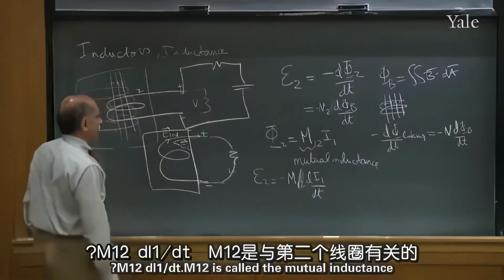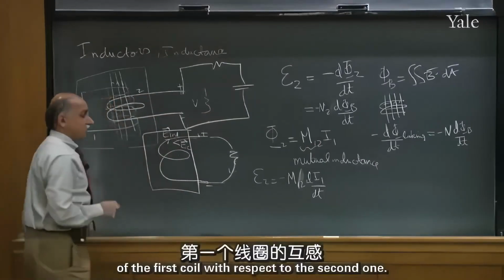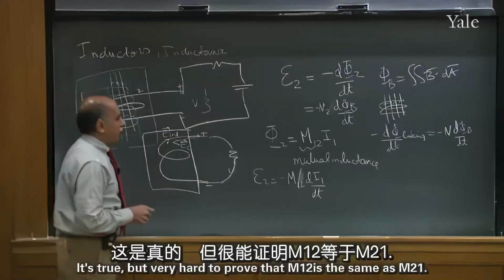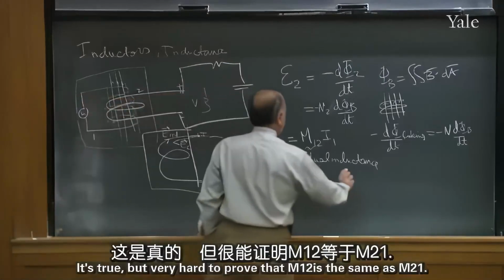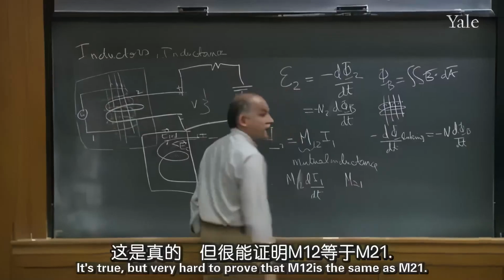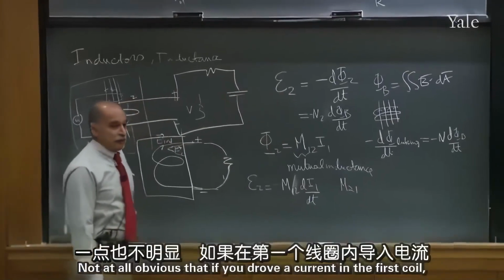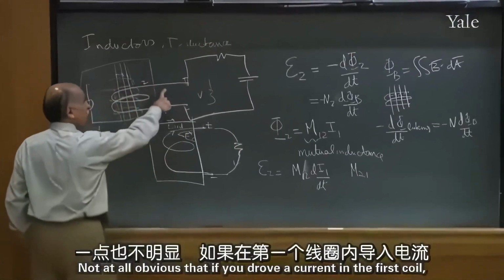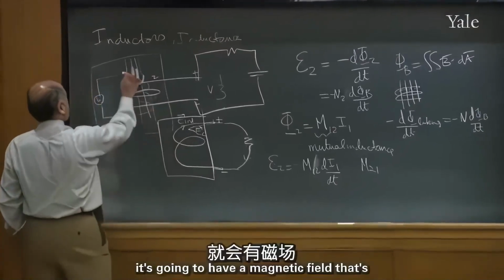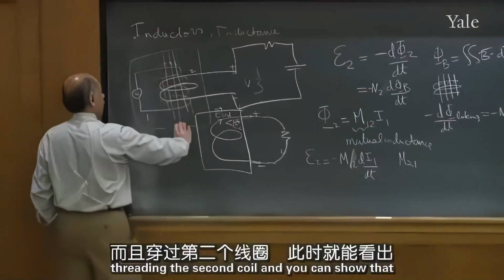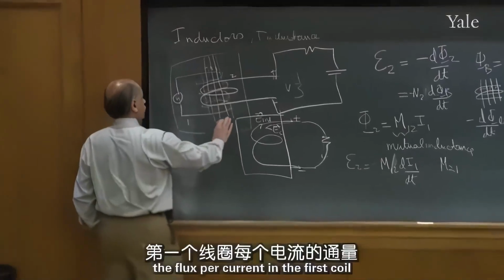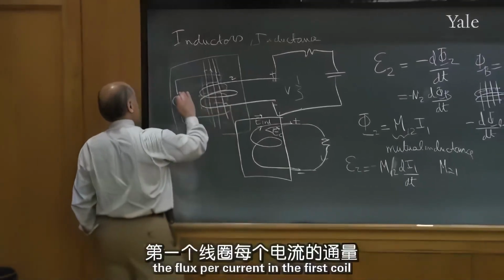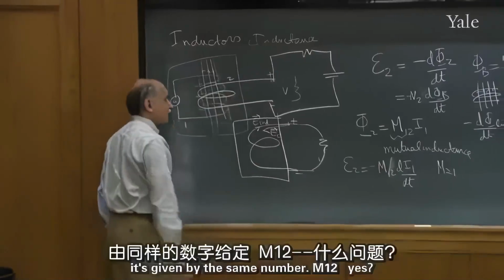M12 is called the mutual inductance of the first coil with respect to the second one. It's true but very hard to prove that M12 is the same as M21. Not at all obvious that if you drove a current in the first coil, it's going to have a magnetic field that's threading the second coil, and you can show that the flux per current in the first coil due to the current in the second one is given by the same number.